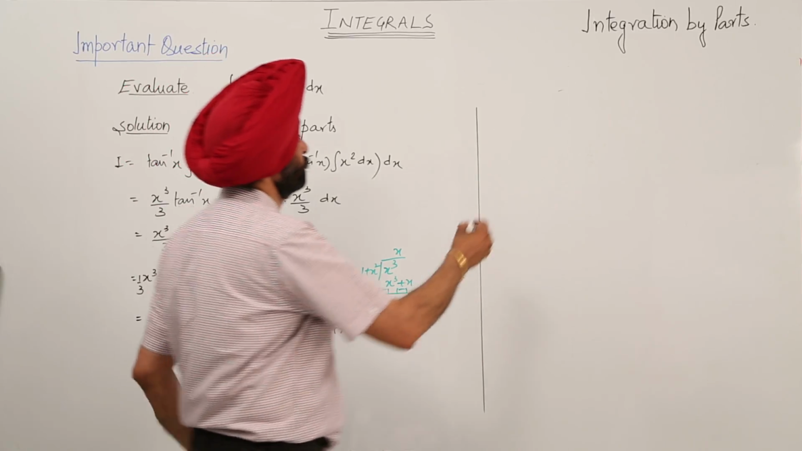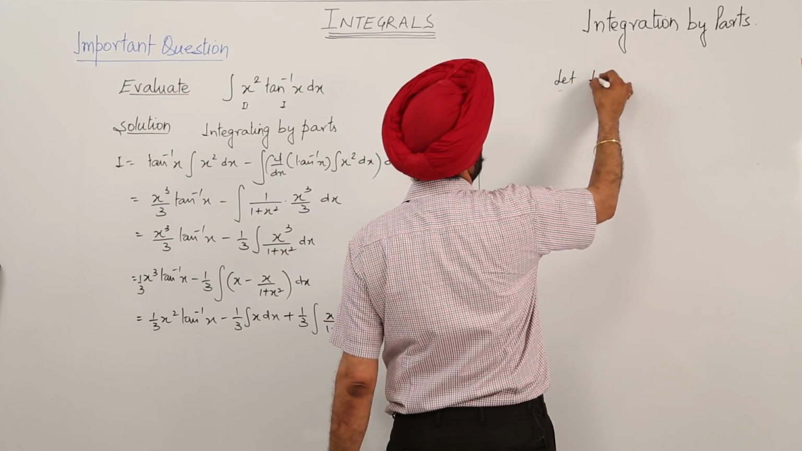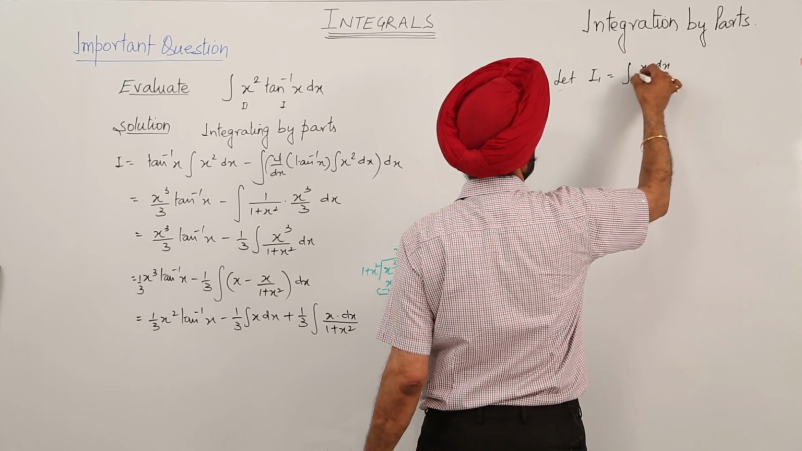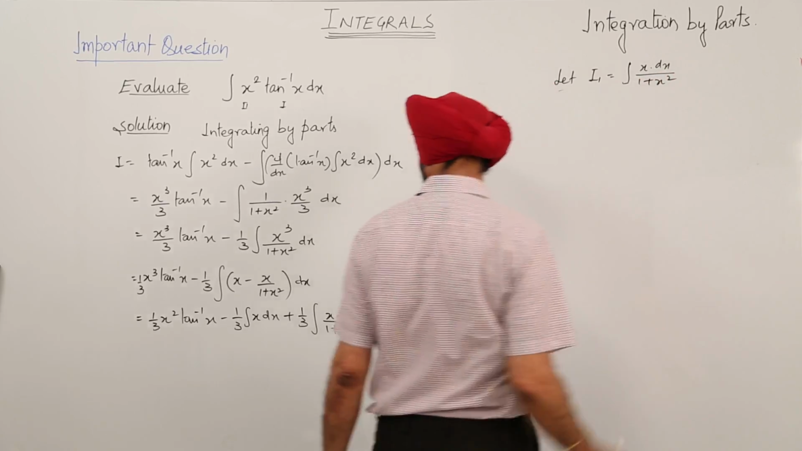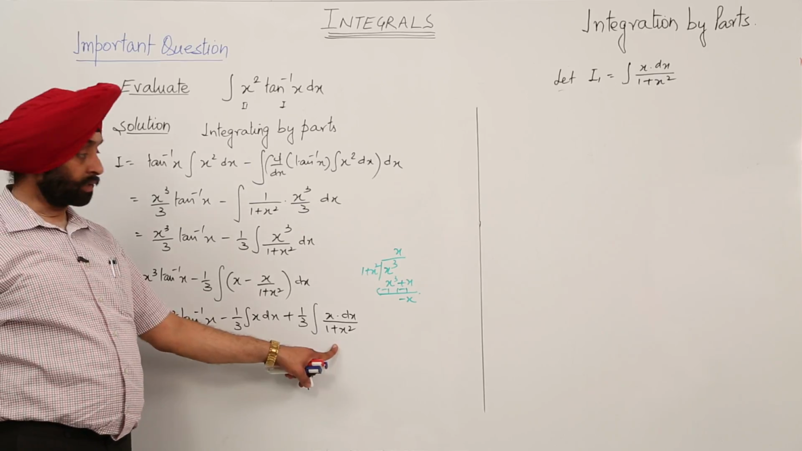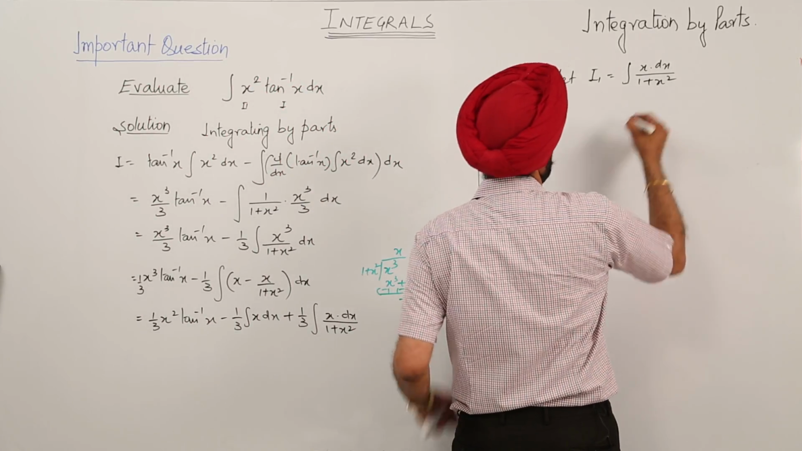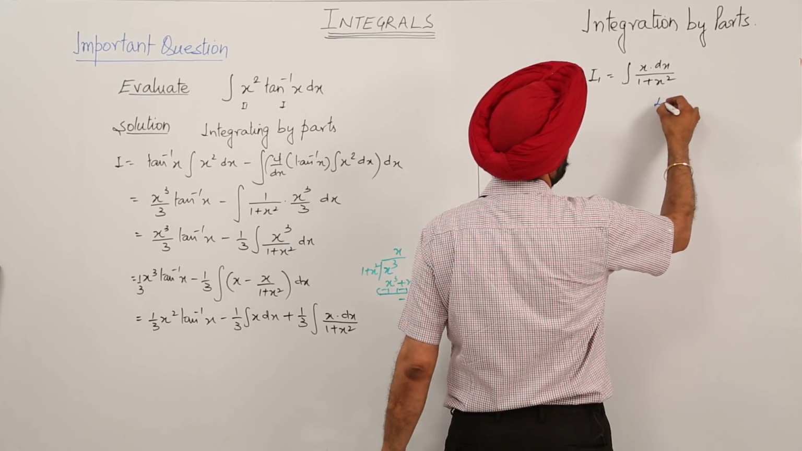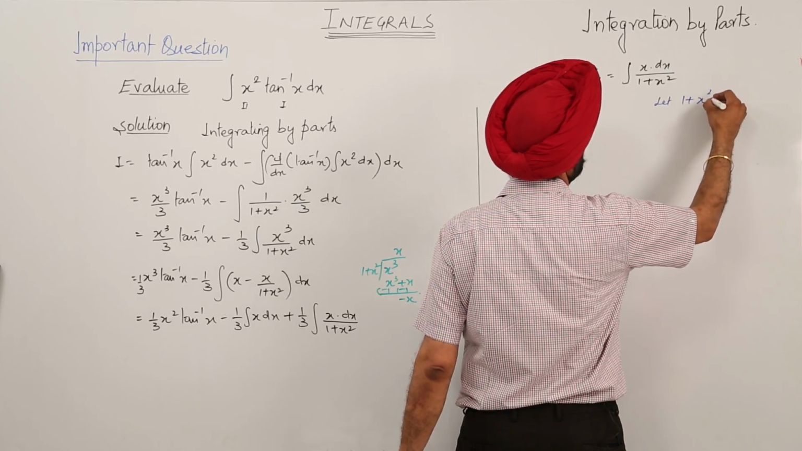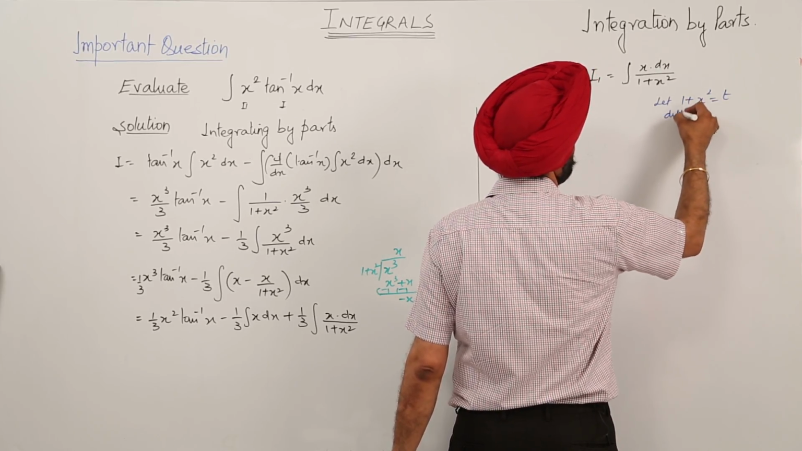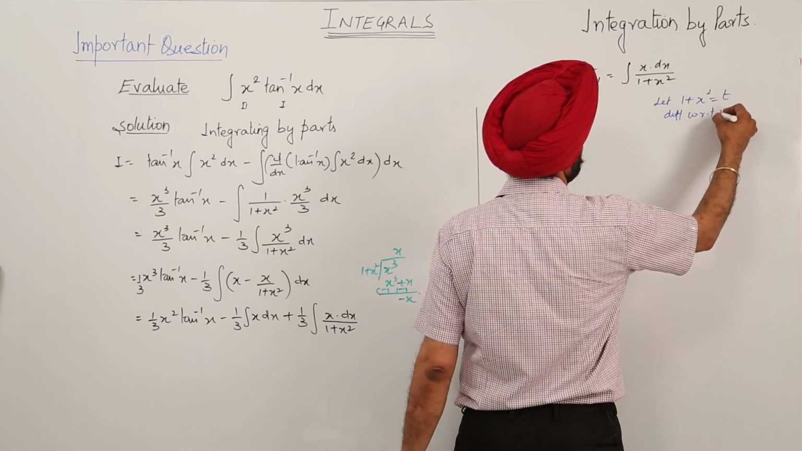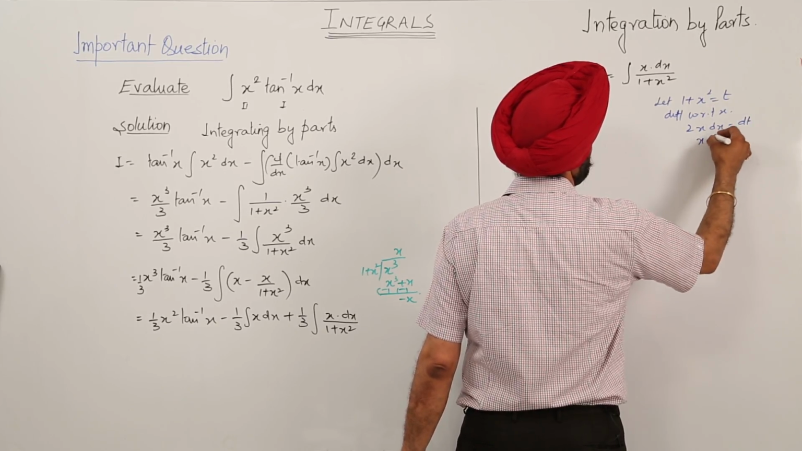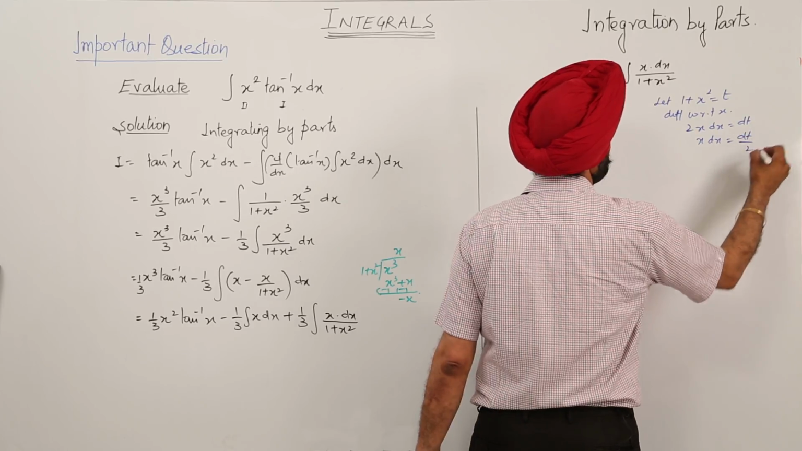Okay, now let I1 is equal to integration of x dx upon 1 plus x square, taking this as I1. Okay. Now let 1 plus x square is equal to t, differentiating with respect to x, 2x dx is equal to dt and x dx is equal to dt upon 2.